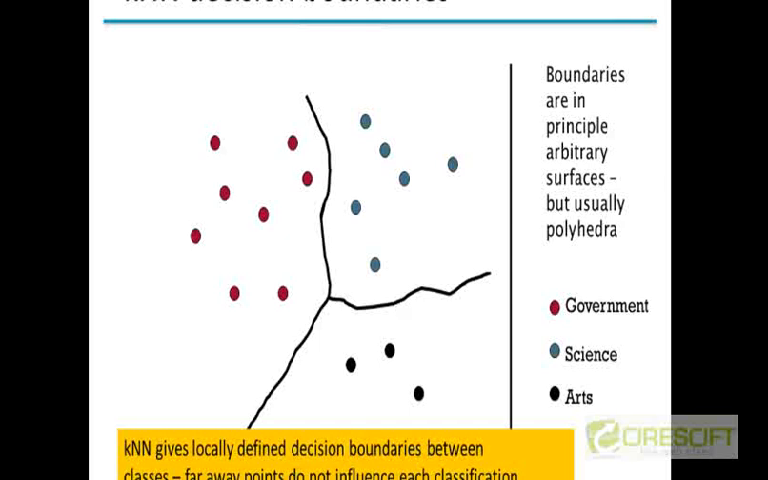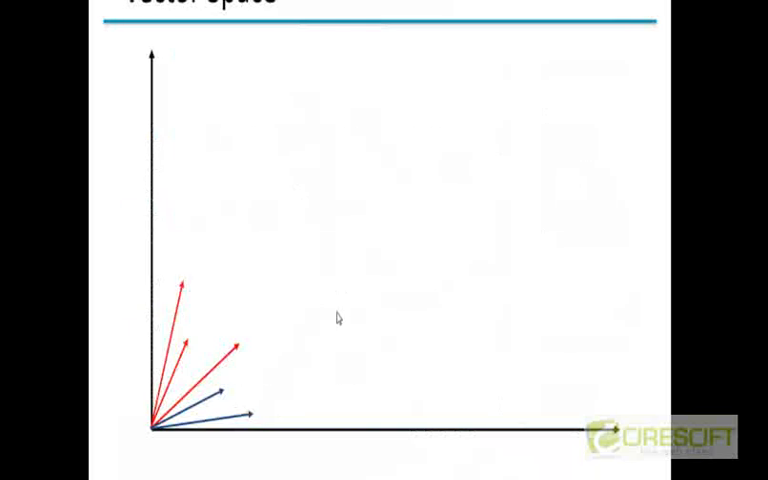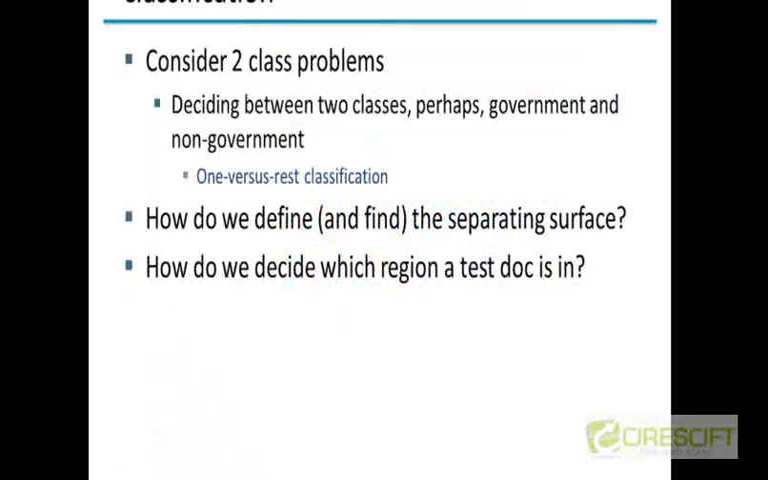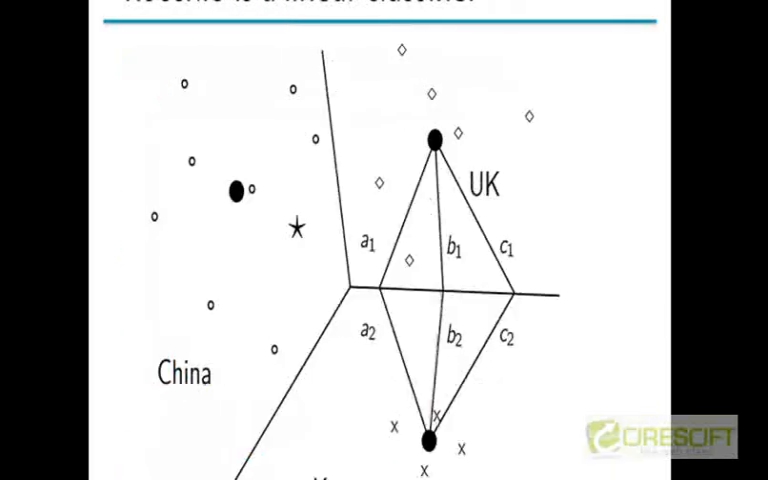So let's go back to this question of a decision boundary between the classes. If you look at the k nearest neighbor algorithm, actually before that, let me go back to the Rocchio algorithm and point out what the decision boundaries there are. So let's look at the Rocchio algorithm again. Let's go back to that algorithm, and let's say we have three classes. One class for China, one class for Kenya, another class for UK.